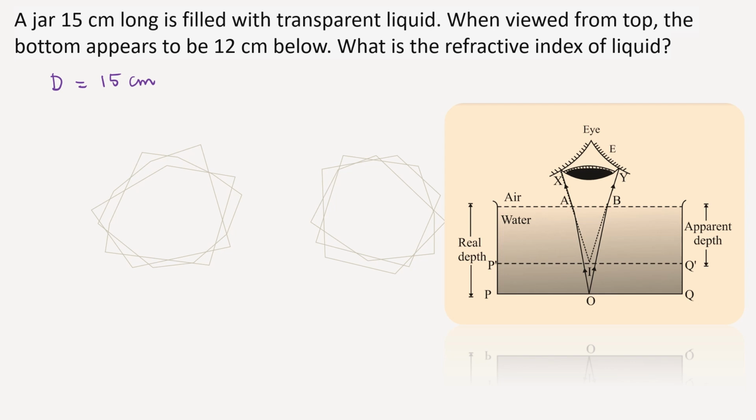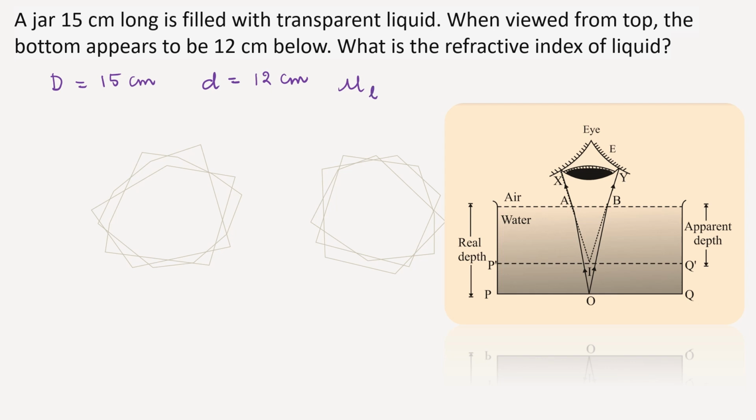When viewed from the top, you can see the picture there, the bottom appears to be 12 centimeters. So this is apparent depth. Apparent depth is 12 centimeters. Actual depth is 15 centimeters. This appears to be 12 centimeters. You have to tell me the refractive index of the liquid. I'll write it as mu L.